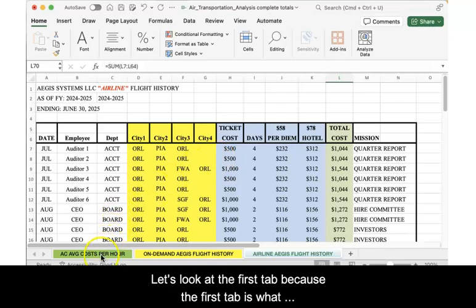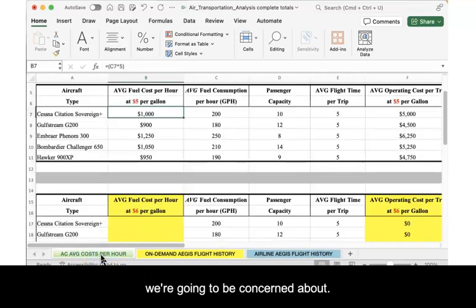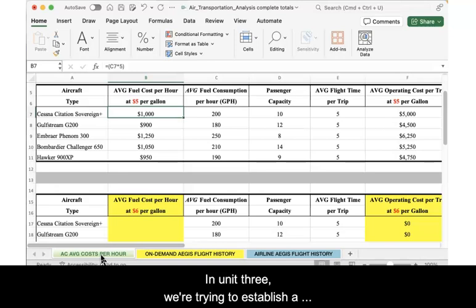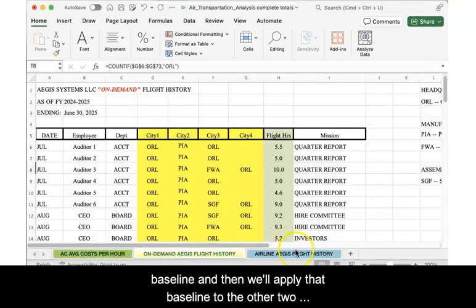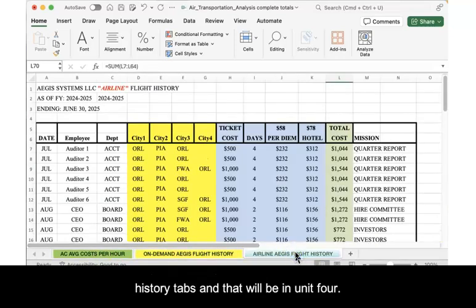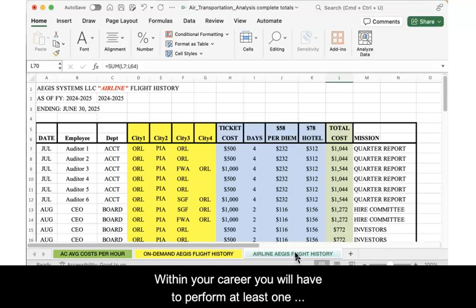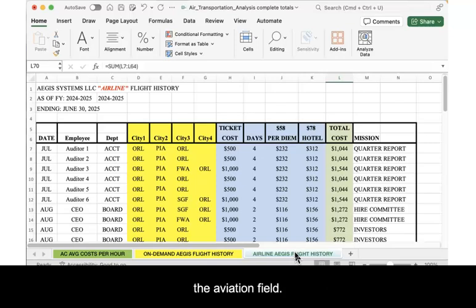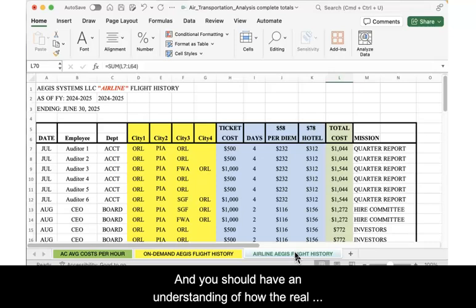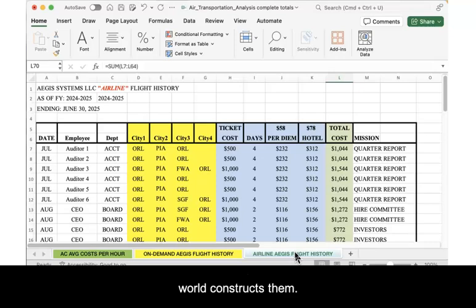Let's look at the first tab, because the first tab is what we're going to be concerned about in Unit 3. We're trying to establish a baseline, and then we'll apply that baseline to the other 2 history tabs, and that will be in Unit 4. Within your career, you will have to perform at least one air transportation analysis if you are going to be working in the aviation field, and you should have an understanding of how the real world constructs them.